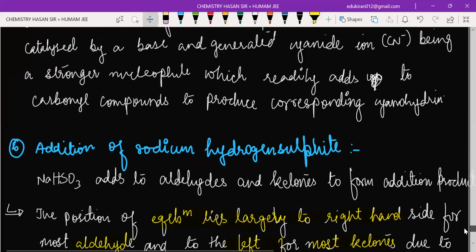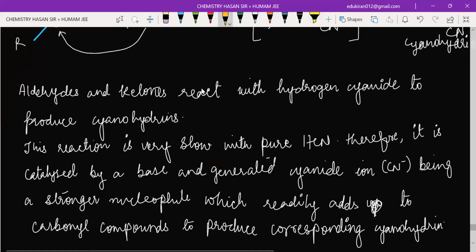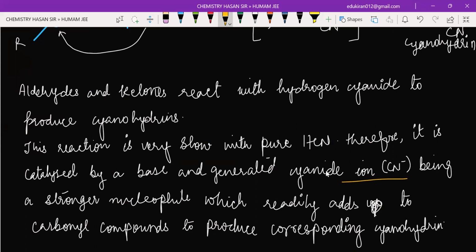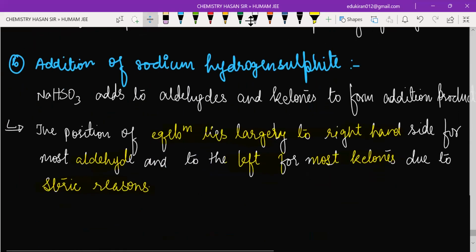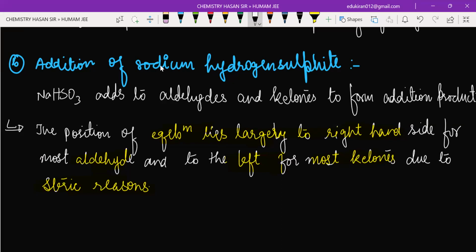Also, this is very important. They can ask you a question like, why do aldehydes and ketones react with cyanide ion instead of HCN? Because in pure form, HCN is not that good a nucleophile as compared to cyanide ion. That's why we catalyze with base to convert HCN into CN negative. Please do write this point, then I'm going to show you the reaction.